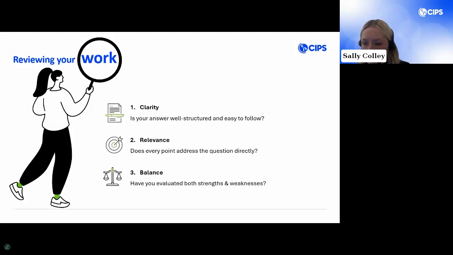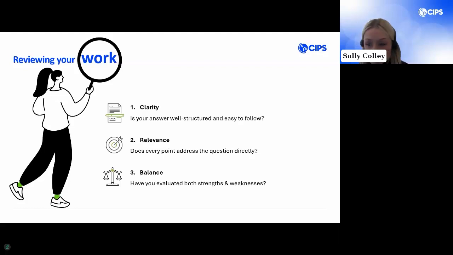So once you've written your answer, take a few moments to review it. So checking for clarity. Is your answer well structured and easy to follow? Does each paragraph follow logically with a clear introduction, an explanation and a conclusion? You're checking for relevance. Have you addressed the question directly? Make sure every point you've included ties back to the question, remembering that command word.